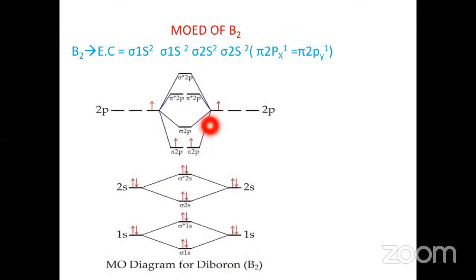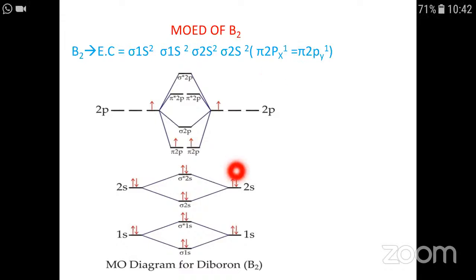Next we go to the B2 molecule, the molecular orbital energy level diagram of B2. The B2 molecule is formed by the combination of two boron atoms. The boron atomic number is 5, and its electronic configuration is 1s2, 2s2 and 2p1. That means each boron has 5 electrons, so the B2 molecule has 10 electrons. In the electronic configuration of B2, the electrons enter sigma 1s2, then sigma star 1s2, sigma 2s2, sigma star 2s2, and then pi 2px1 and pi 2py1. These are degenerate orbitals.